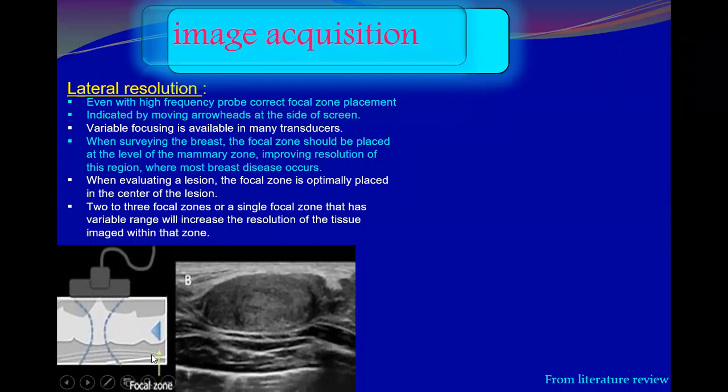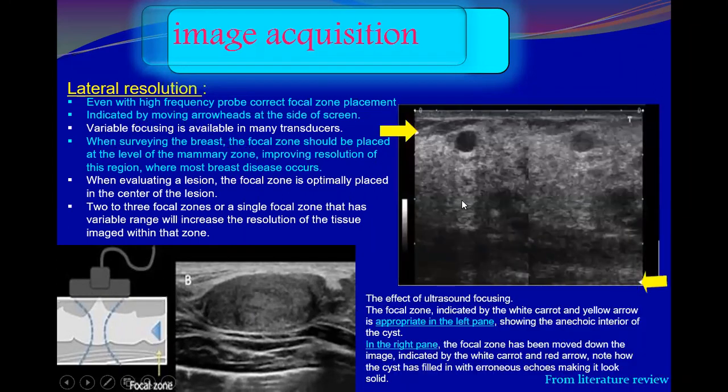You know, in the ultrasound machine there is a cursor or a button. You have to move it and fix what is called the focal zone. This will affect the lateral resolution. Even with a high frequency matrix probe, we also have to optimize the focal zones. It is indicated by a moving arrowhead at the side of the screen. As here, look at this one. This is the focal zone far away from the cyst. Look at the cyst, it seems as if it is soft tissue. With the focal zone at the level of the cyst or the middle of the lesion, it will optimize the image and give a better characterization of real cystic structures.